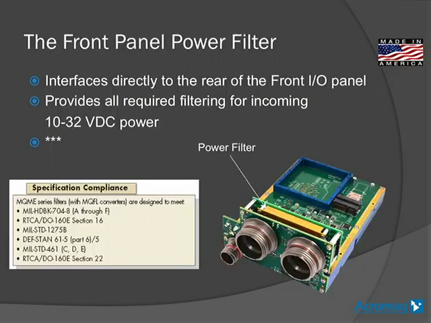Here we have the front panel power filter. It actually snaps in. There are 2 connectors in the back side of the I/O panel, and this fastens in, screws down, runs off standoff. It's a mil-spec power filter. You can see the specifications we have here. It provides all the required filtering. You bring in 10 to 32 volts, bring it in through the front panel, goes through the power filter, goes back into the carrier board. It's all taken care of for you. Then you're assured, so if there's any questions with regard to the integrity of the power that you're bringing in, the filter will take care of any issues there.